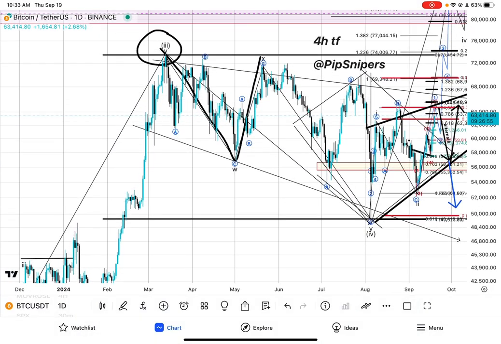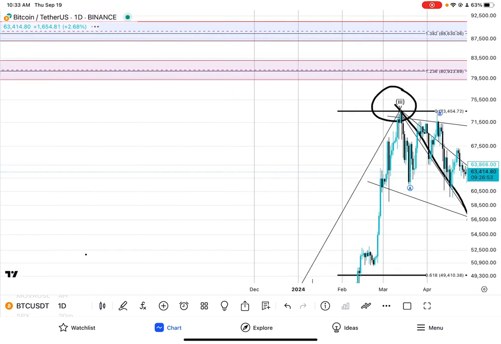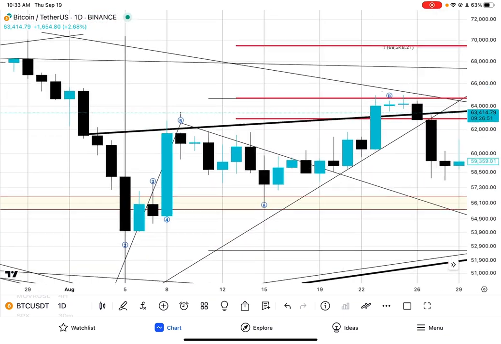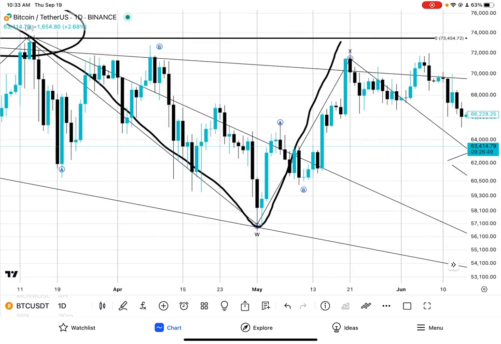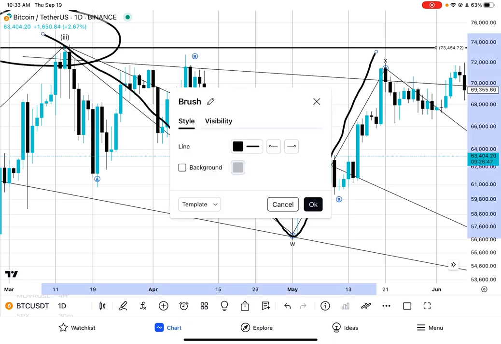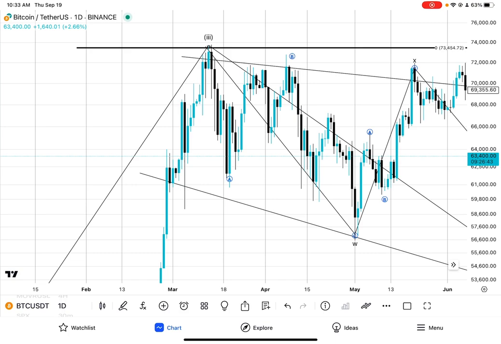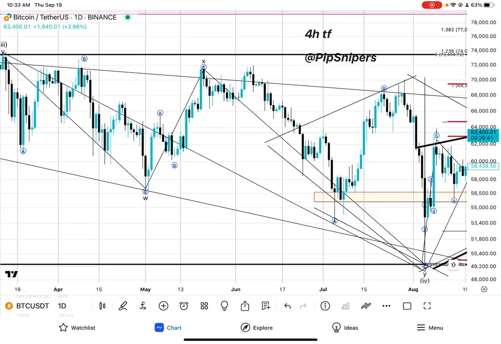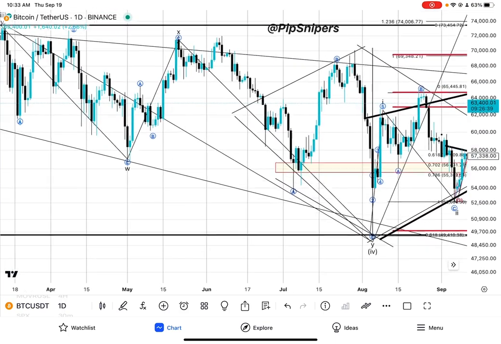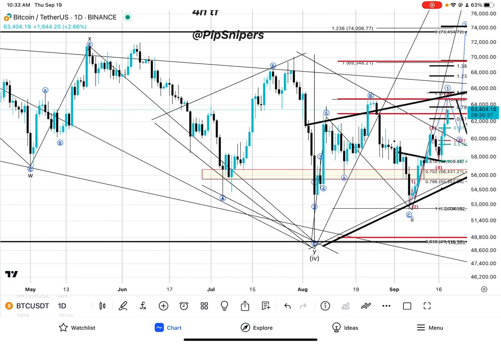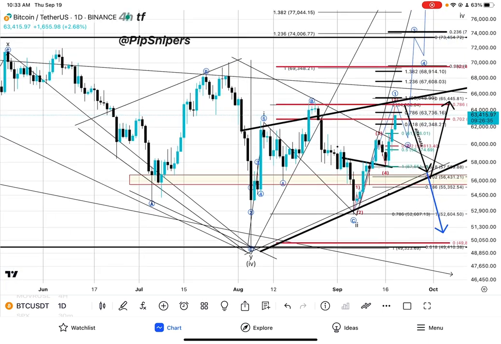So like I said, let me just delete these drawings over here just so you guys can see a little bit more clearly. So we are within a bullish descending broadening wedge pattern. We also have a diamond bottom pattern, which looks like we are breaking out of.